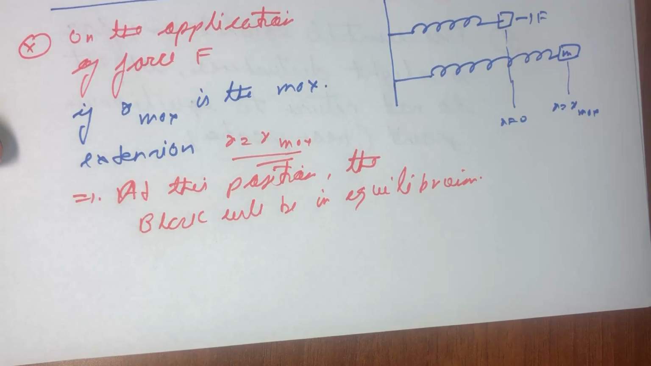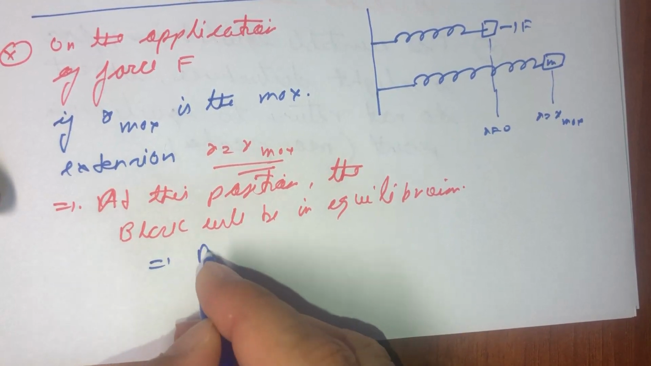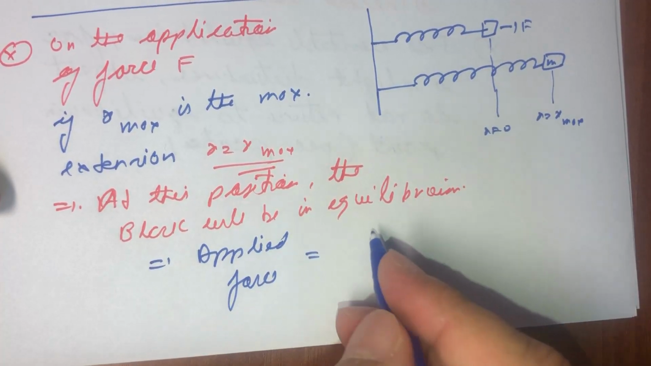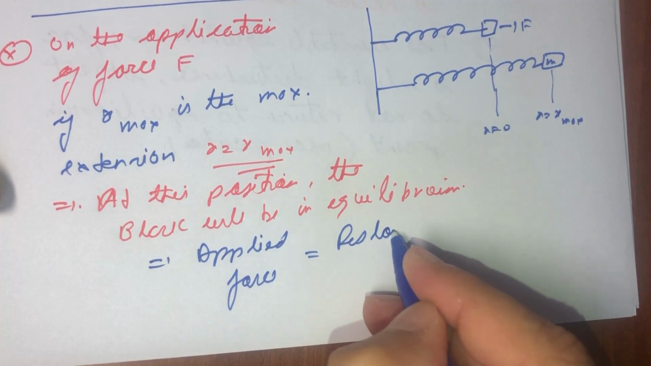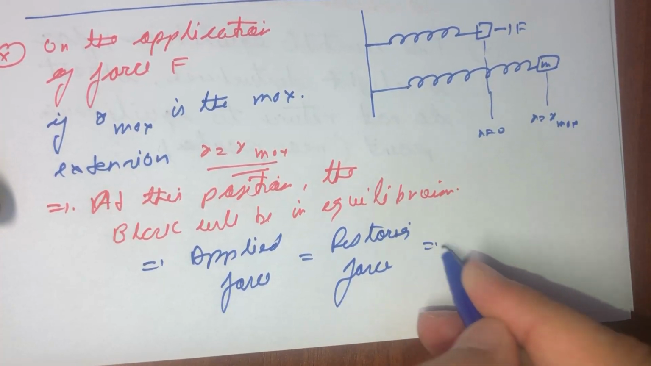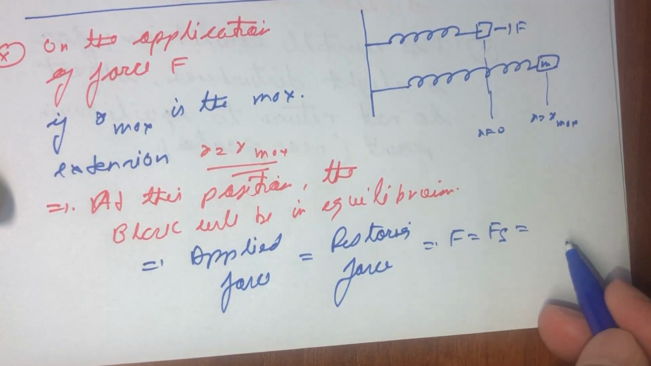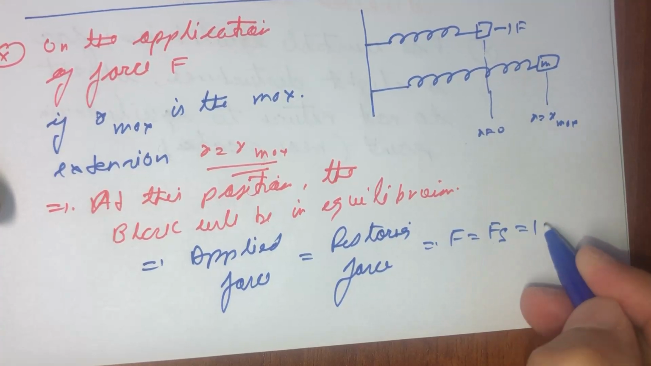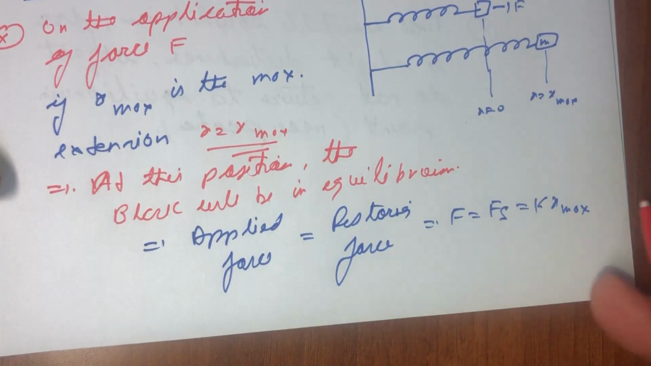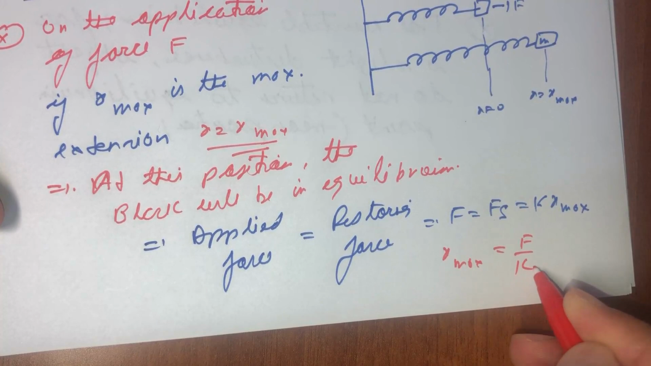Which basically means the applied force will be equal to restoring force, or we can say F is equal to Fs, that is restoring force because of the spring, and that will be equal to K X max. So from here we can find out that our X max will be equal to F upon K.